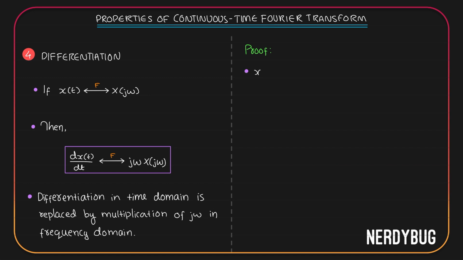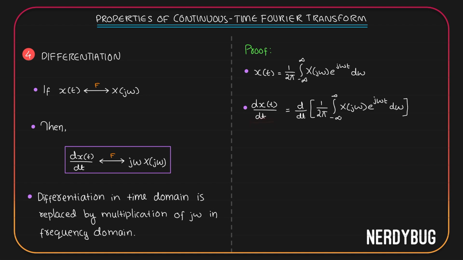Using synthesis equation, we can write x of t is equal to 1 by 2 pi integral from minus infinity to infinity x of j omega e raised to j omega t d omega. Now, if I differentiate both sides of this equation, I will get this. Dx of t by dt will be d by dt of this entire equation. 1 by 2 pi is a constant. I'm going to take that out of the differentiation. Now, the only term here that has anything to do with t is e raised to j omega t. So, I'm going to bring d by dt there.